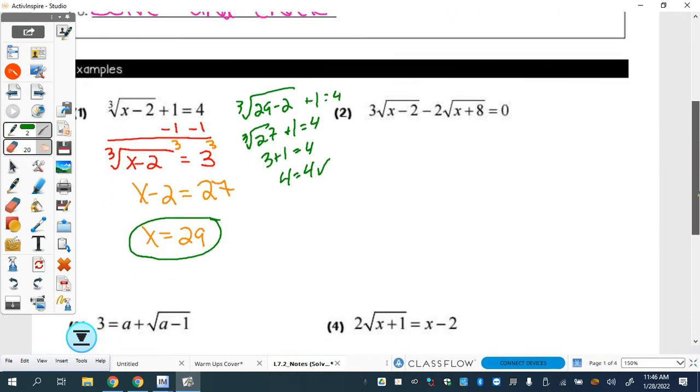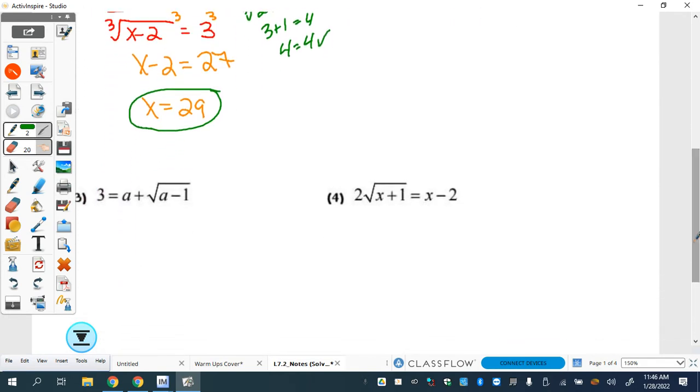We're going to hang on to number 2 for a second. Let's go down to number 3 and 4 first, and then we'll circle back to number 2 after that. So number 3 here, my radical is not on its own. So I'm going to subtract my a. So 3 minus a equals the square root of a minus 1. What power am I going to raise it to? Second. So I'm taking a square root this time, so my index is a 2. I'm going to raise both sides to the second power.